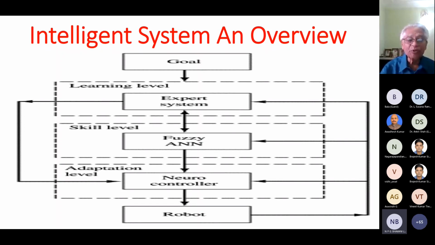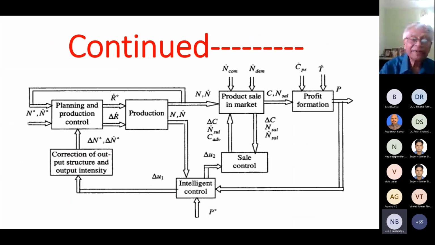In the intelligent system overview, you can see the goal, the expert system, the fuzzy NN system, the neurocontroller, and finally the robot, which will actually carry out the directions or orders. There are three levels: the learning level, the skill level, and the adaptation level. There are three experts here: the expert system, the fuzzy NN, the neuro-fuzzy controller, and finally it all goes to the robot, which will devise the control action on the plant, on the system.